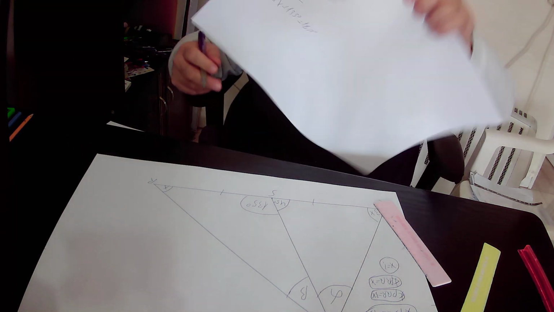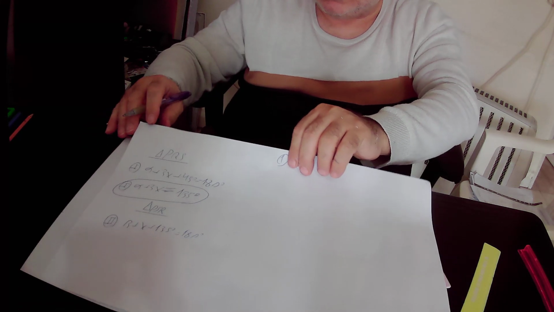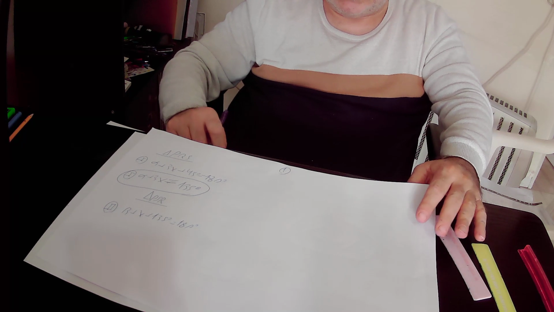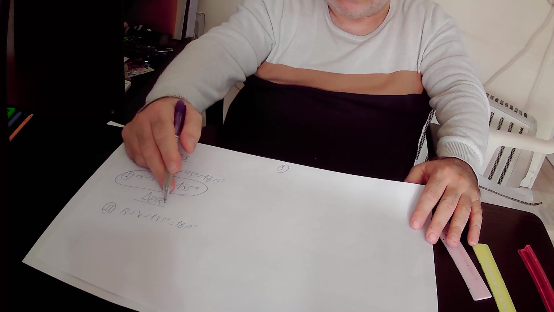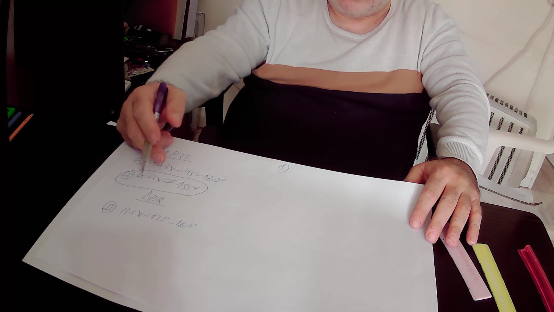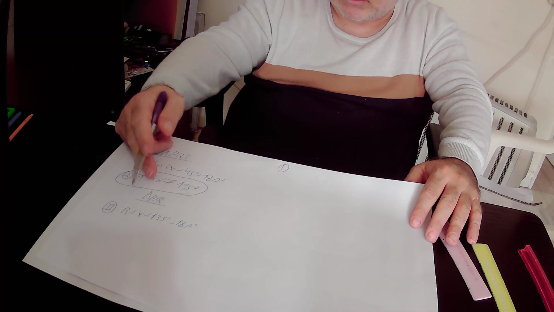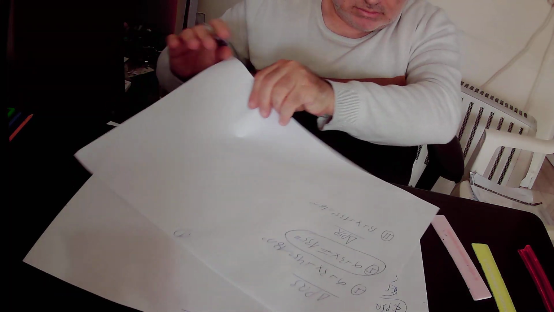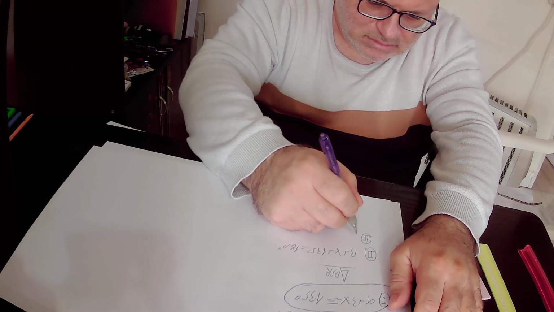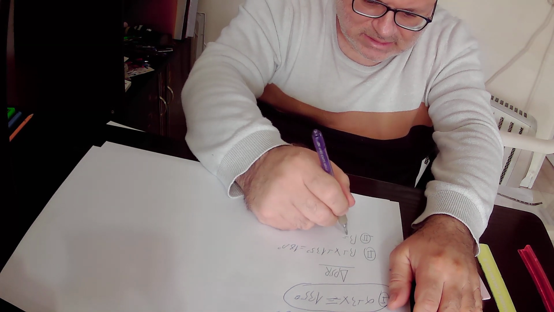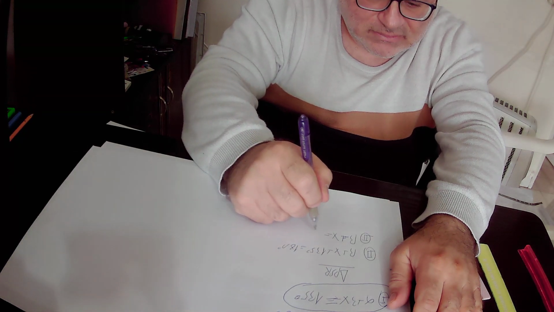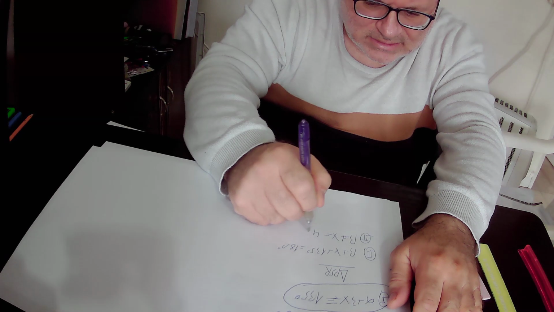I'll repeat again, the sum of the angles in triangle PSR must be equal to 180 degrees. That is to say, beta plus x plus 135 degrees must be equal to 180 degrees. We will subtract 135 degrees from this equation number 2, and we will get that beta plus x equals 180 degrees minus 135 degrees, which equals 45 degrees.